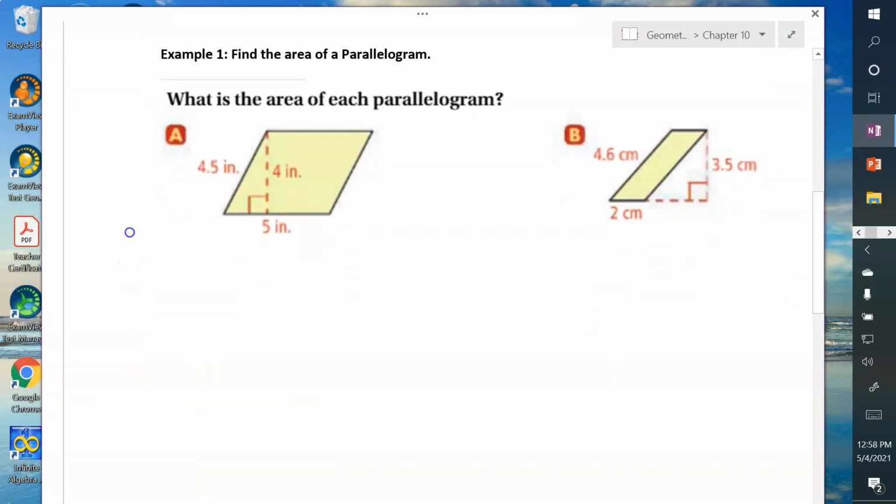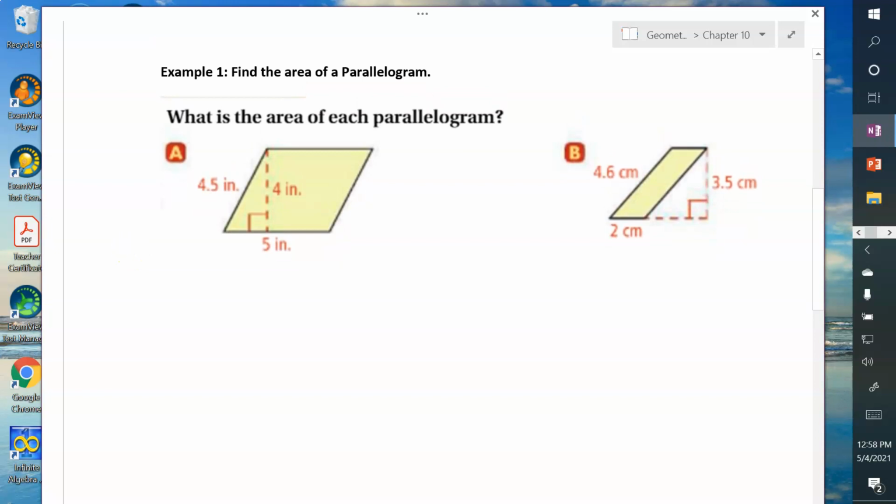All right, first problem. We have a parallelogram. We're given two of the sides, 4.5 inches and 5 inches. And we're also given the height is 4 inches. Now that 4-inch height is perpendicular to the 5 inches. So that means the 5 inches is the base, not the 4.5.